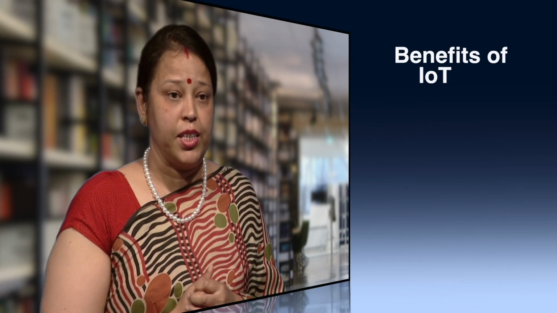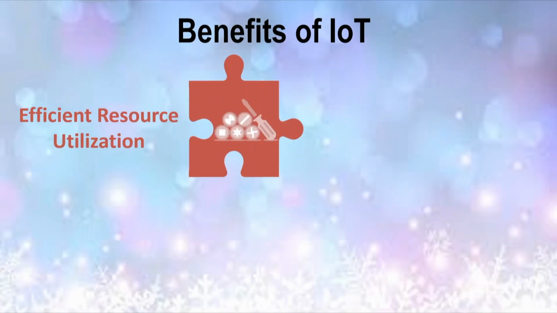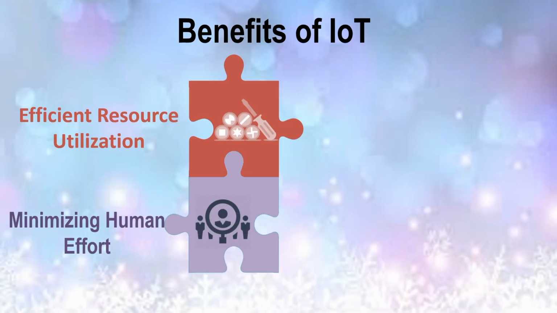Now, let us see that what are the benefits of IoT. First benefit I have told here, that is efficient resource utilization. Really it is that when I have the smart system and all the objects in that system are talking to each other, are sharing data with each other, then I am sure that all the resources are giving the efficient utilization. And it minimizes the human effort also.